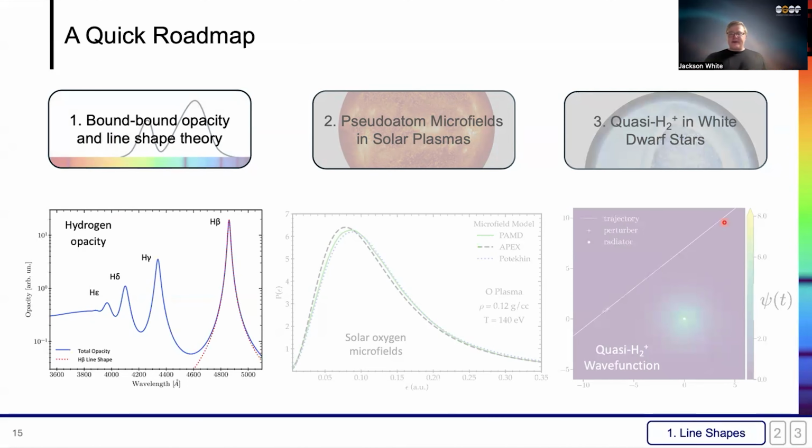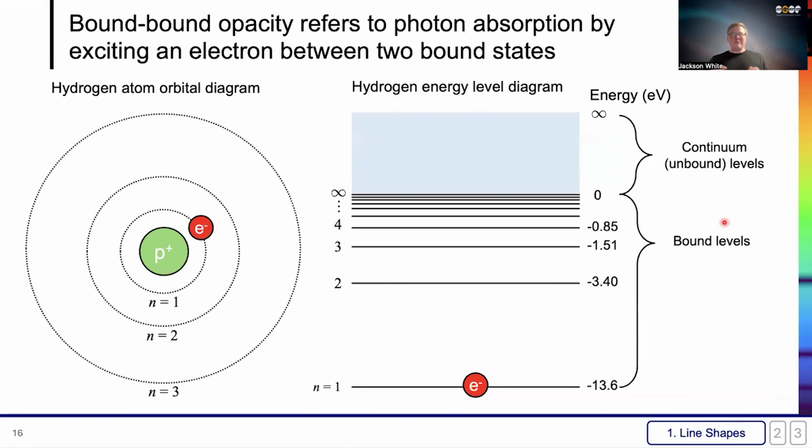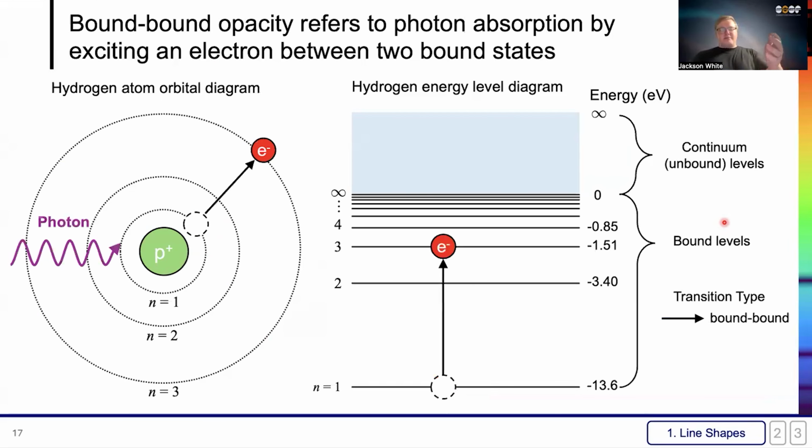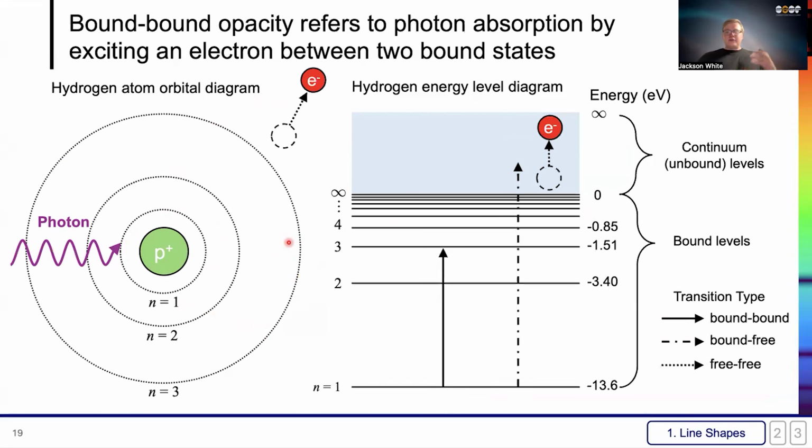Now, first up, let's talk about bound-bound opacity. Bound-bound opacity specifically refers to this photon absorption process where we excite an electron between two different bound atomic states. So a photon comes in and it, say, excites an electron from this n equals 1 ground state orbital to something like this n equals 3 excited orbital that's still bound. And this bound-bound opacity is distinct from something like bound-free or free-free opacity because the final state is not one of these continuous positive energy free states.